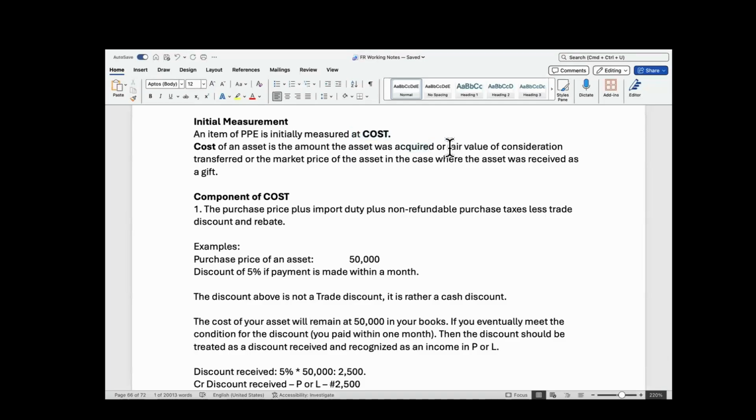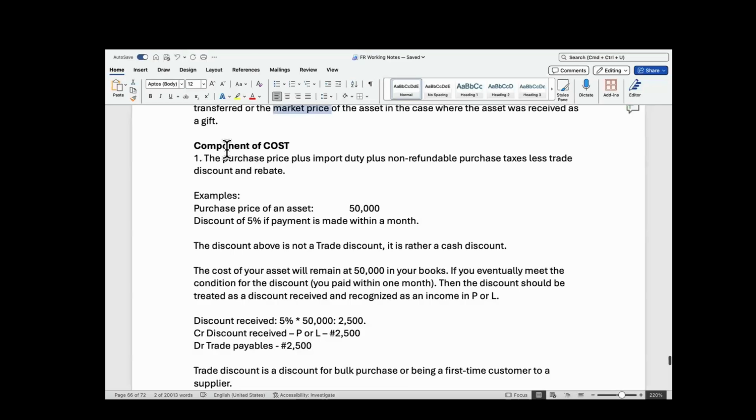or the fair value of consideration transferred if you did not pay, or you might have given something else. What's the fair value of that thing? Even if you are given it for free, what's the market price of the asset? That's the cost. There are four components of cost.